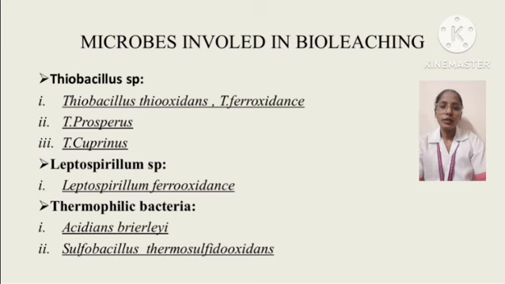Leptospirillum species, especially Leptospirillum ferrooxidans, strictly oxidize ferrous ion and play a major role in maintaining high ferric ion concentration, enhancing the oxidation of sulfide minerals. It is highly efficient in iron oxidation and commonly found in acid mine drainage environments.